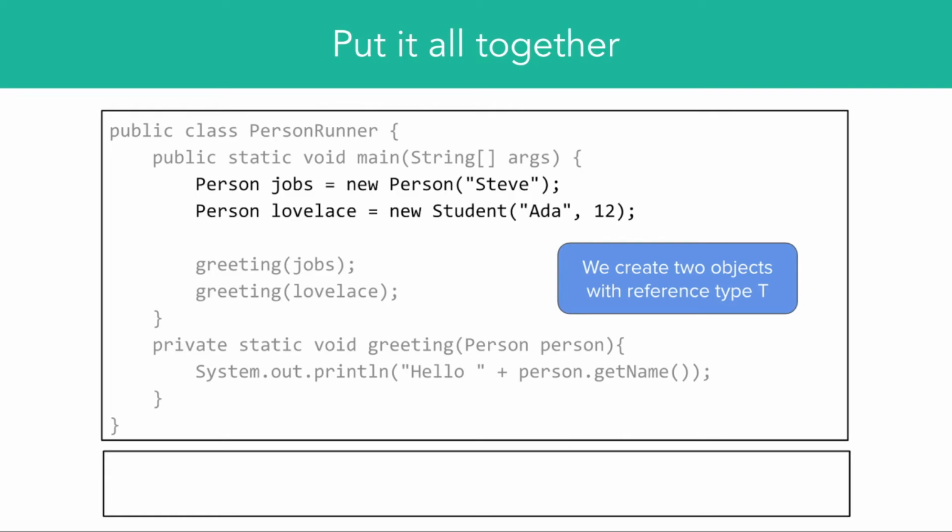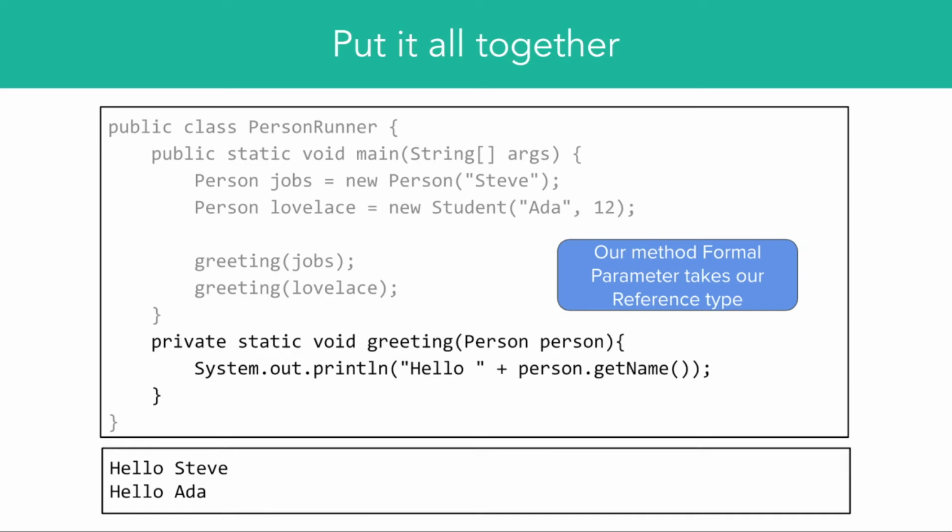In this example, we are going to look at how we can use a type T as a formal parameter. We start by creating two objects. Notice that both our objects use a reference type of a person, but one object is created as a person and the other as a student. We then use a static method that takes a person as an input, and we can call a method from the person class to print out both the jobs person object and the Lovelace student object.